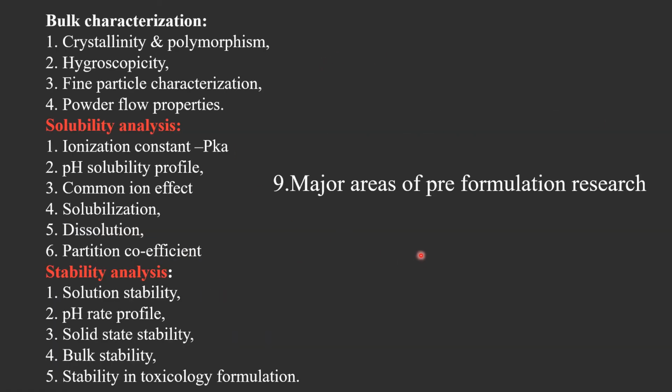So coming to the next question, the major areas of preformulation research. So what are the major areas of preformulation research? These are the major areas, which include bulk characterization, solubility analysis, and stability analysis. Bulk characterization includes crystallinity and polymorphism, hygroscopicity, particle characterization, and powder flow properties. And next, solubility analysis includes pKa, ionization constant, pH solubility profile, the common ion effect, solubilization, dissolution, and partition coefficient.